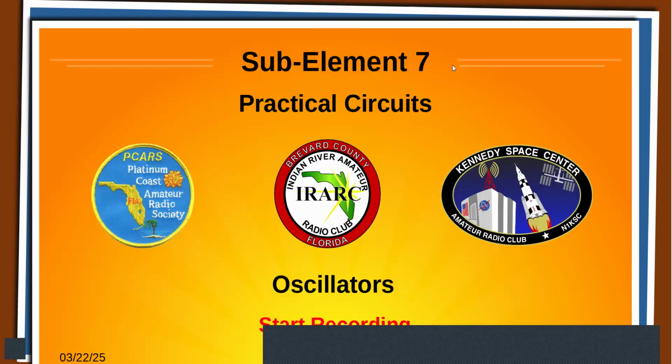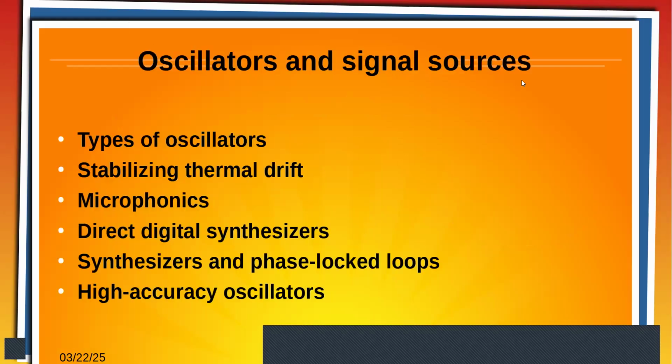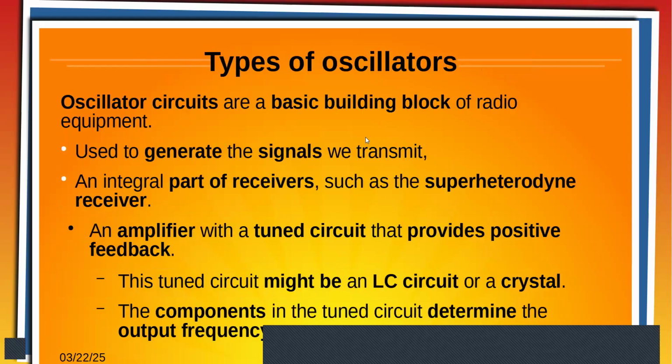We'll talk about oscillators, or improperly built amplifiers. Different types, how to stabilize for thermal drift, microphonics, direct digital synthesizers, a different form of oscillator, and phase lock loops, which is another way to do it, and then some high accuracy oscillators.